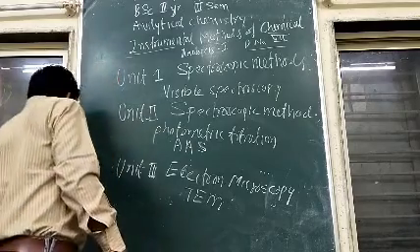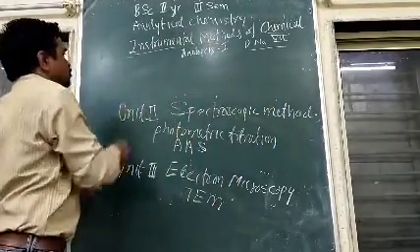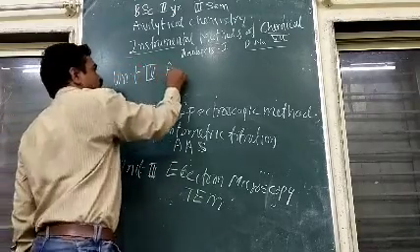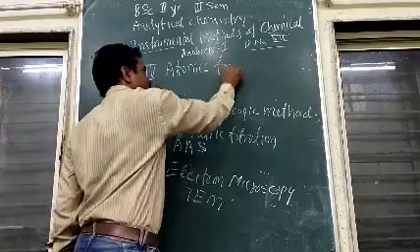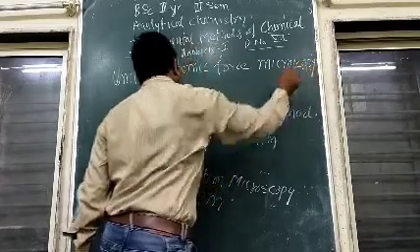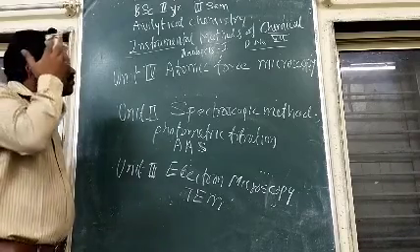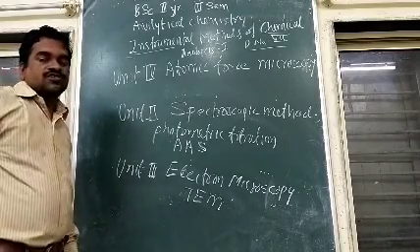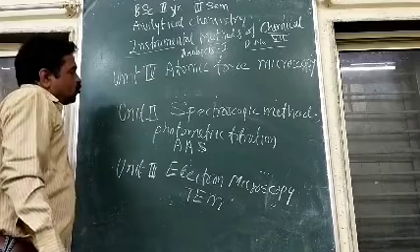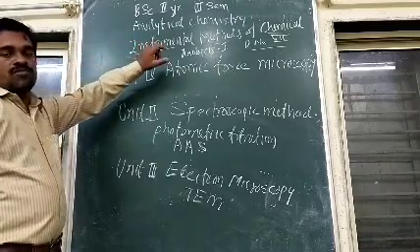Unit 4 is atomic force microscope. In this also we have to study the theory of atomic force microscopy, instrumentation, and general applications of atomic force microscope. So this is the syllabus. These 4 units we have to study in this paper, Instrumental Methods of Chemical Analysis, paper number 7 for this semester.